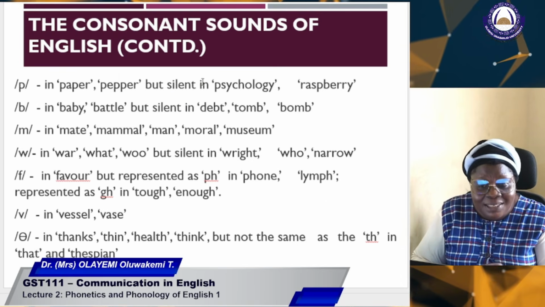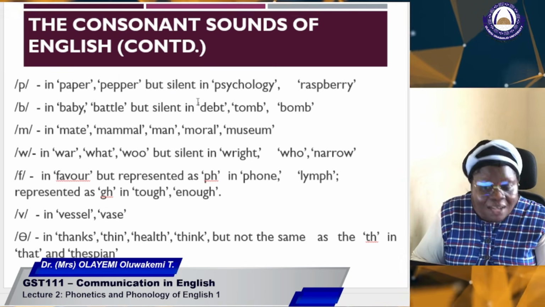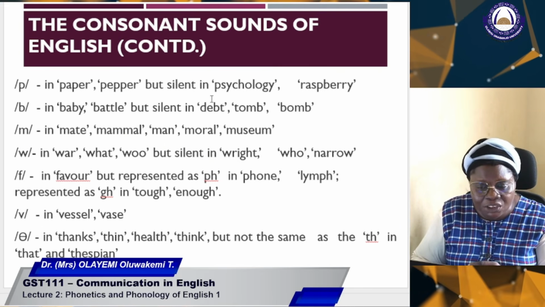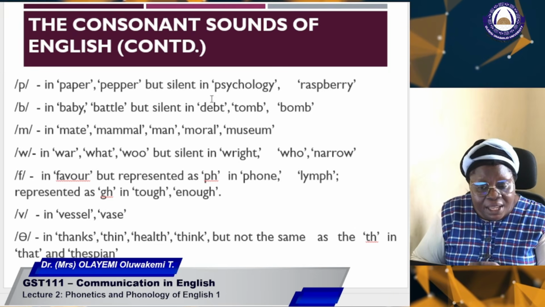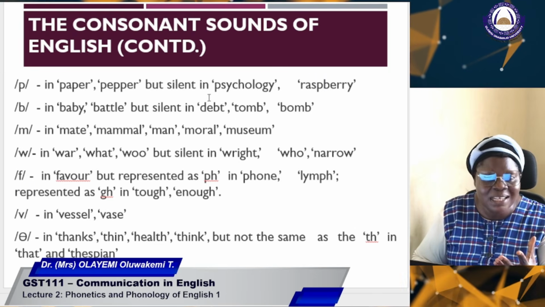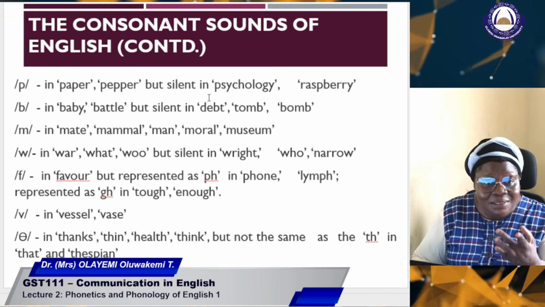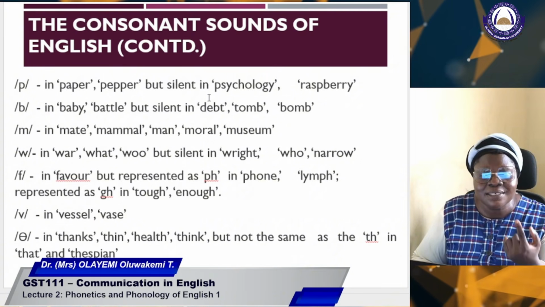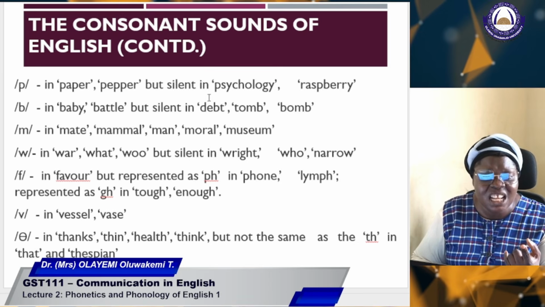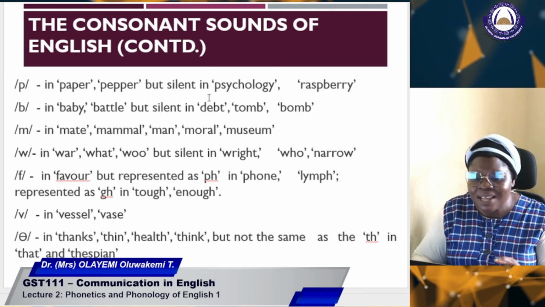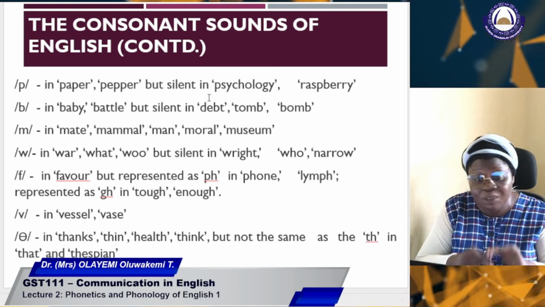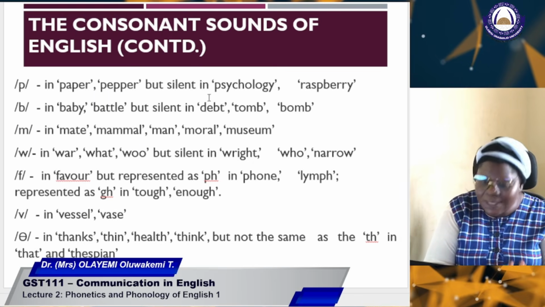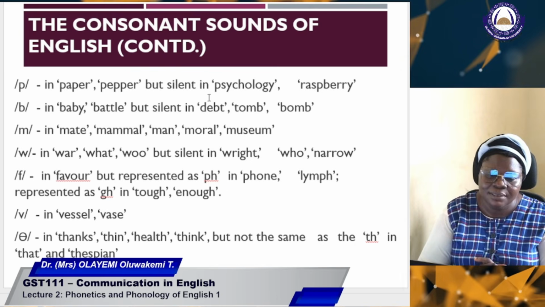Now you have to take note of this. The sound P is silent in psychology and raspberry. Can you see that? You can't say psychology. What do you say? You say psychology. We have other words like pneumonia. The first letter in pneumonia is letter P, but the first sound is a sound N. Can you see that? That's why I said there's a difference at the beginning of this session. I told you that there's a difference between sounds and letters.